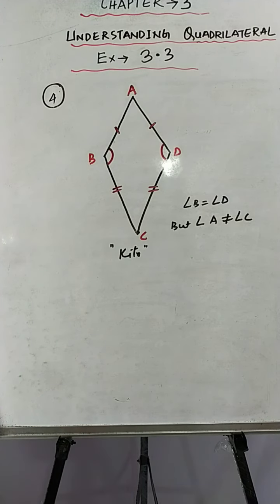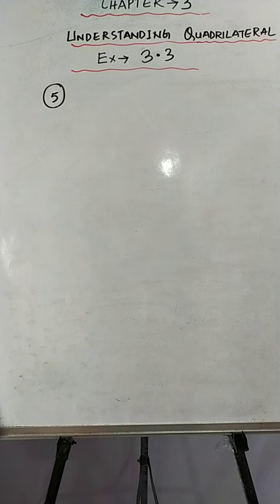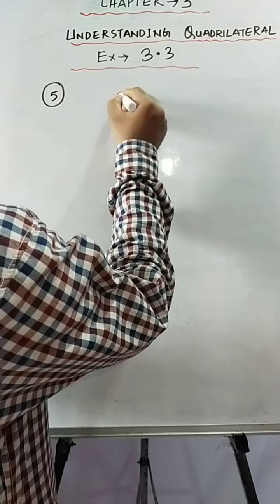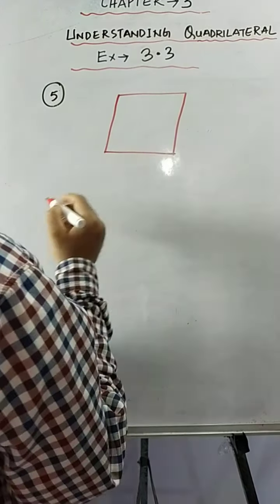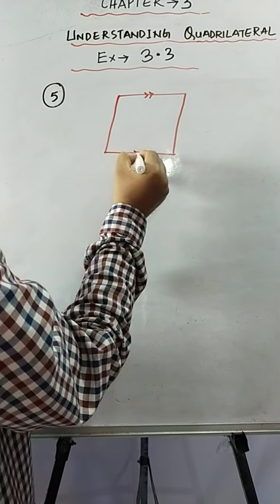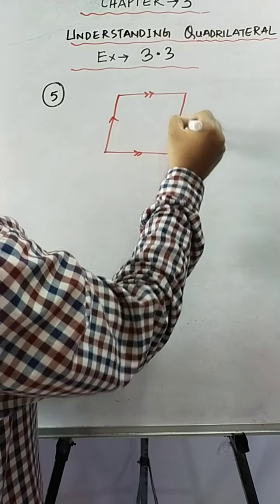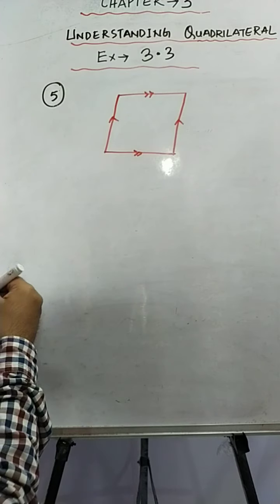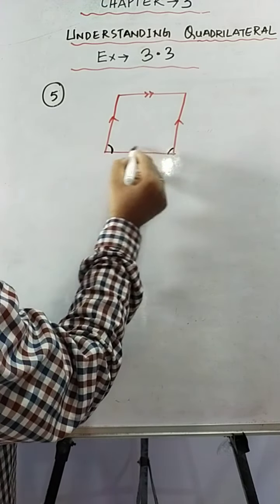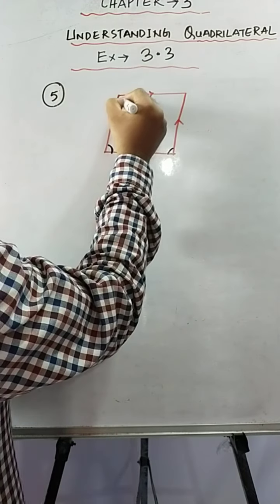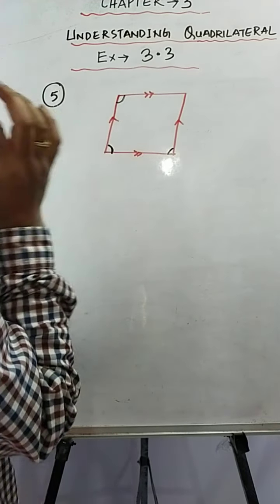Now let's do question number 5. In question number 5, the measure of the two adjacent angles of a parallelogram are in the ratio 3:2. So let me draw one parallelogram first. So this is a parallelogram. Now we know which are the two adjacent angles. This angle and this angle are adjacent to each other. This angle also is adjacent to each other.